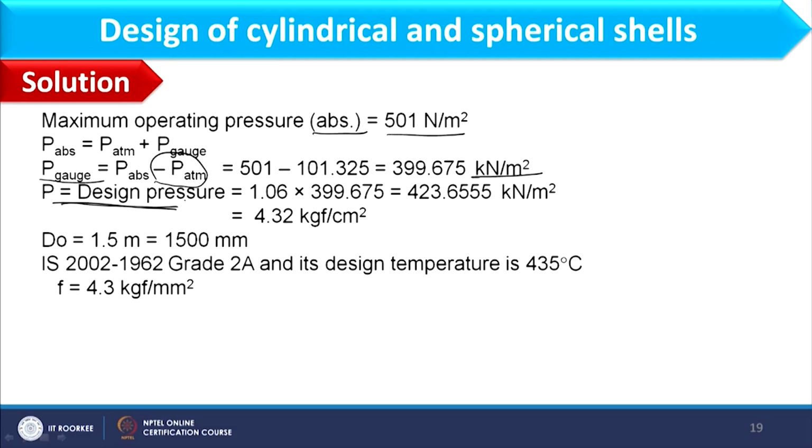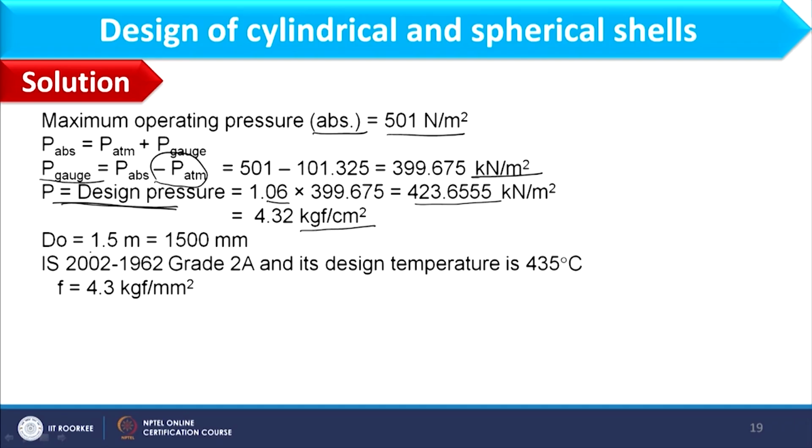Design pressure should be computed as 6% extra. So, 1.06 into 399.675, and that should be equal to 423.6555 kilonewton per meter square, and we need to convert that into kg force per centimeter square, because in this unit it will be used in an expression provided in the code. So, that value comes as 4.32 kg force per centimeter square.